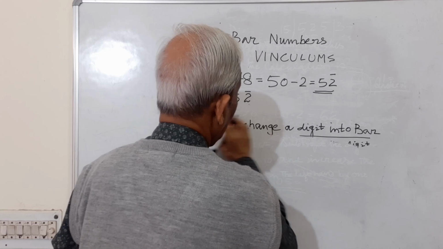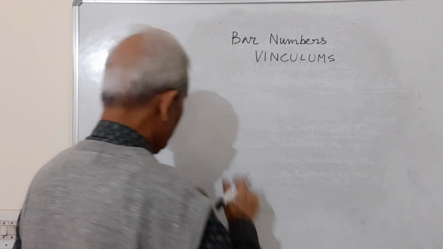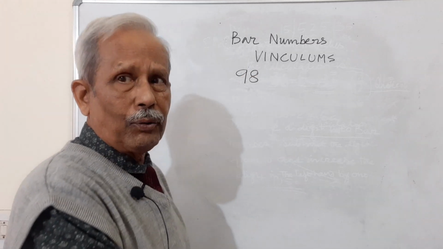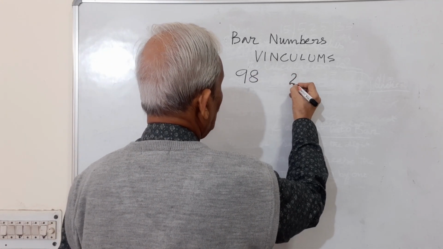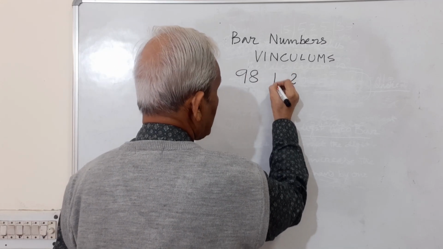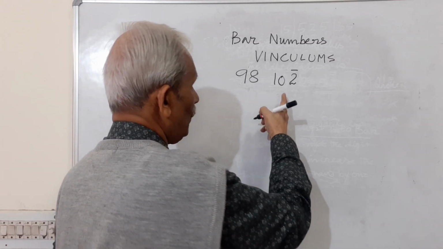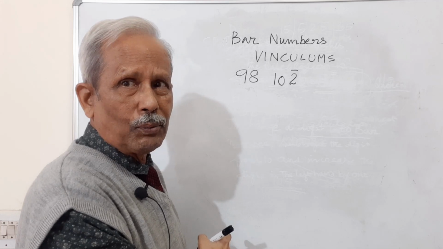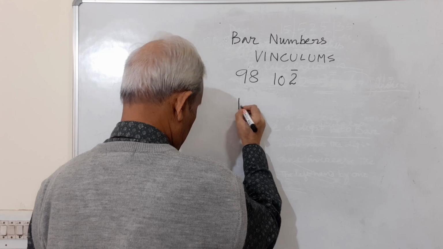Let us have two more examples. 98, convert it into vinculum. As I told you, reduce 8 from 10 to make it 2 and increase this 9 by 1. Yes, it has become 10, and this is the bar number. It is equal to 102 bar, right?